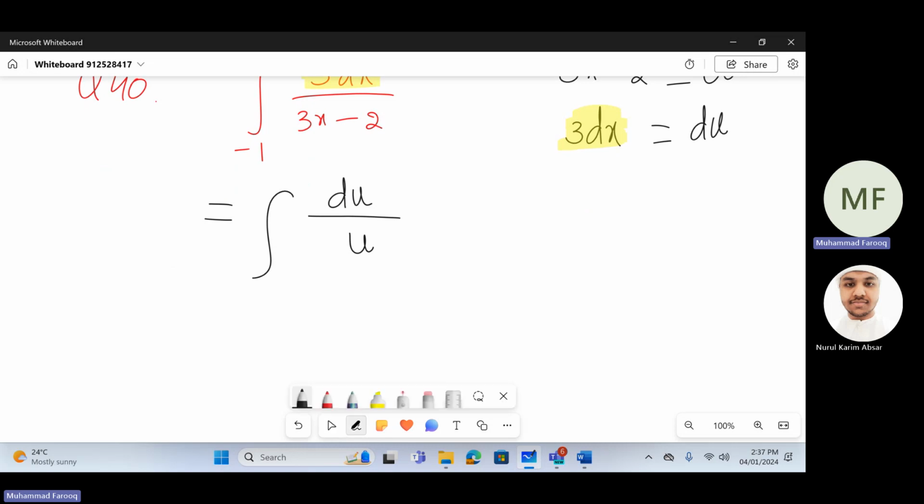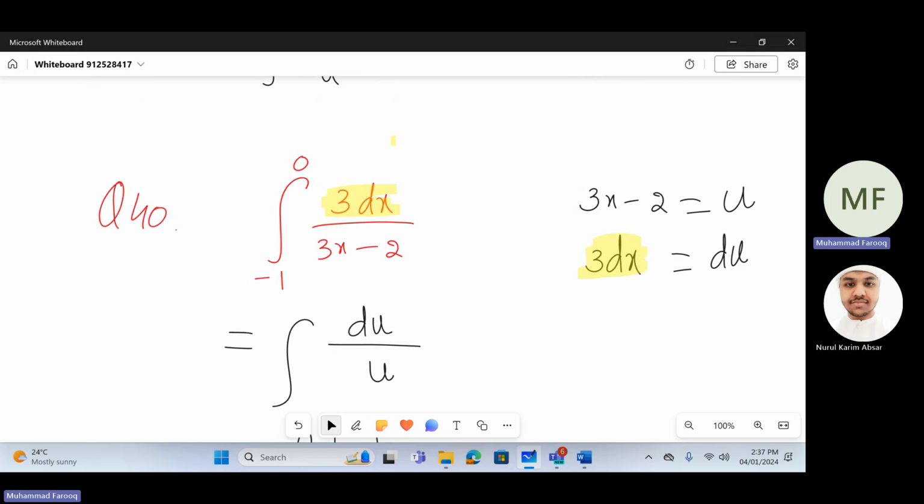It is ln absolute value of u plus c, right? It's indefinite. Plus c or no? No. Please don't write plus c. Why? Because we have a limit. We have a lower limit. We have an upper limit.